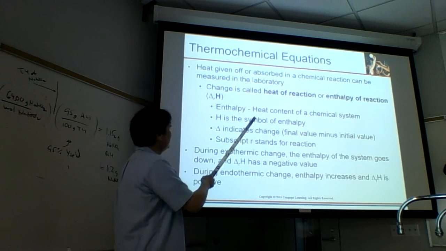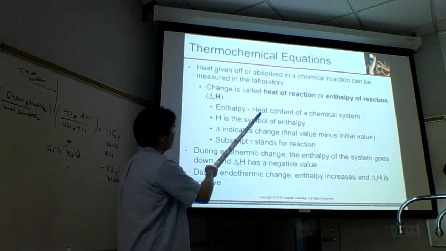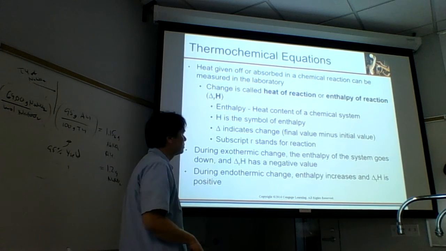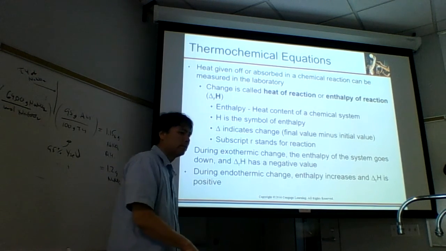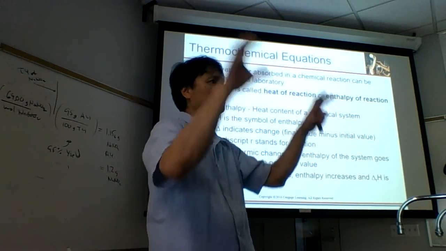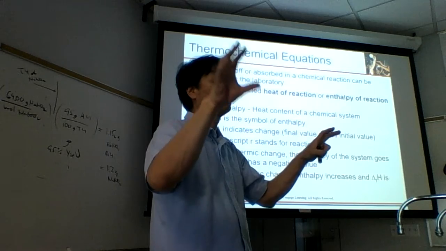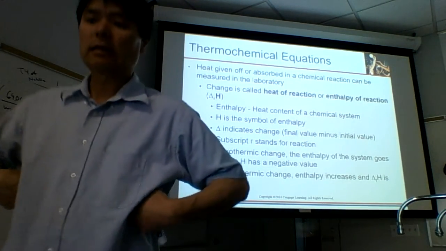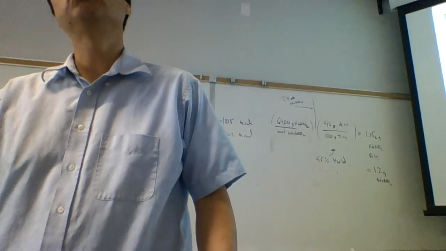Enthalpy, this is not the best here. They're saying heat content of a chemical system. When people think about heat, they think about motion, you know, thermal motion. And so this is misleading, because in chapter 1 we learned about 2 types of energy.